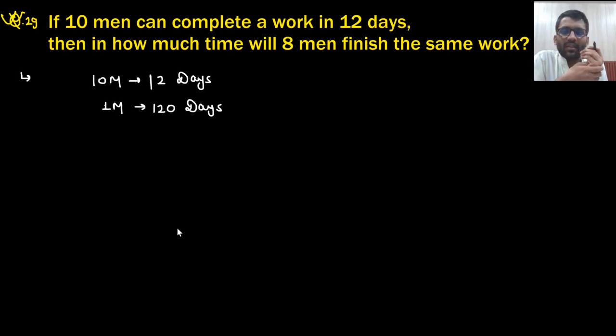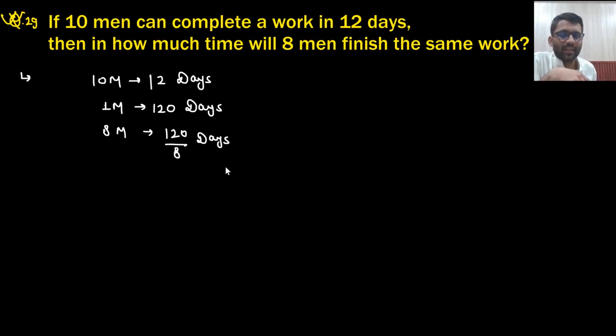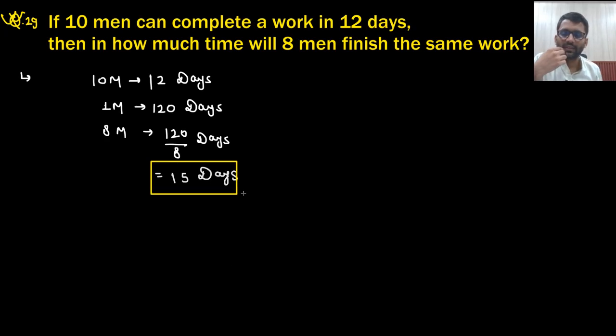Then how much time will 8 men take to finish the work? 8 men will take 120 by 8 days. One man is taking 120 days, then 8 men will take 120 by 8 days. Like I can teach in 1 hour. Another Himanshu is there, then we both can combine and do the work in half an hour. If one guy can do the work in 1 hour, then 2 guys can do the work in half an hour. Very simple. 8 guys will do the work in 120 by 8. That's it. 8 fives are 40. So 15 days is the answer.